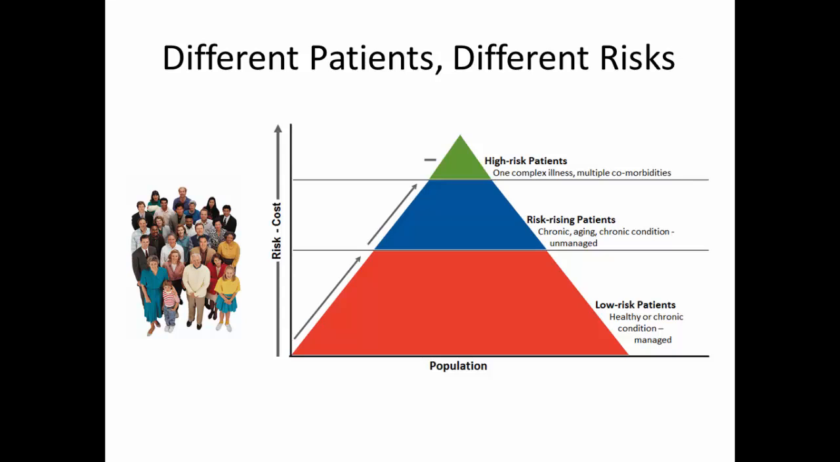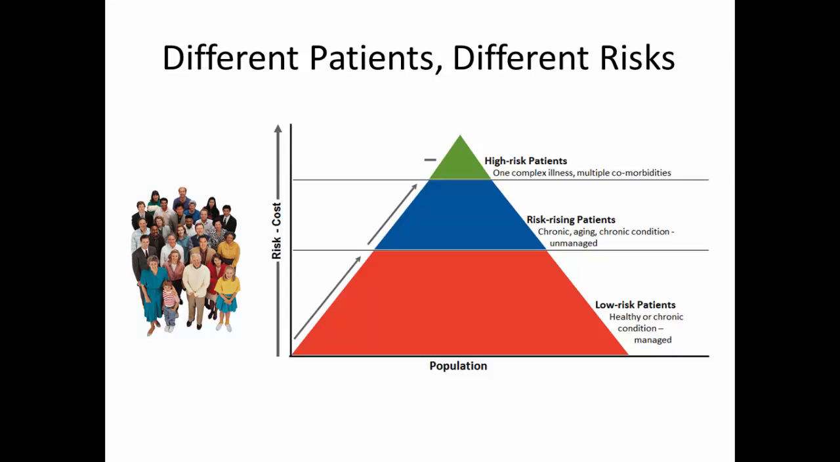And so what we want to do in population health is think about the patients that are in this high-risk category and how can we care for them, and how can we design processes and structures so that these patients have a better chance of managing their care.